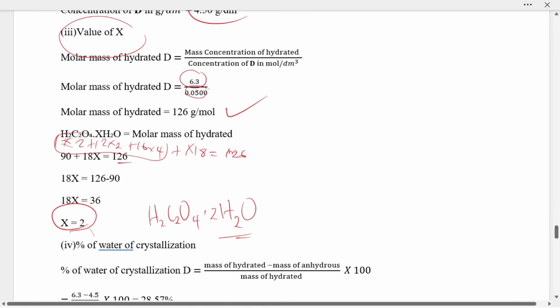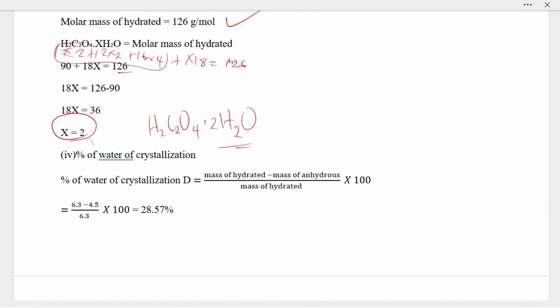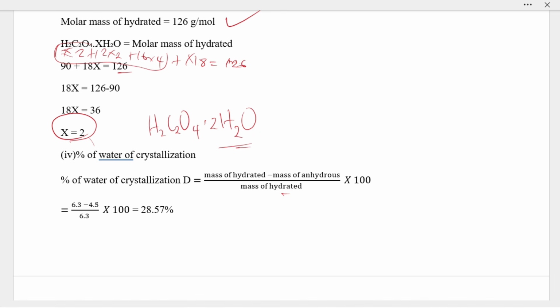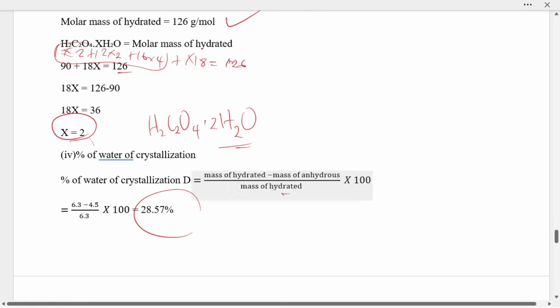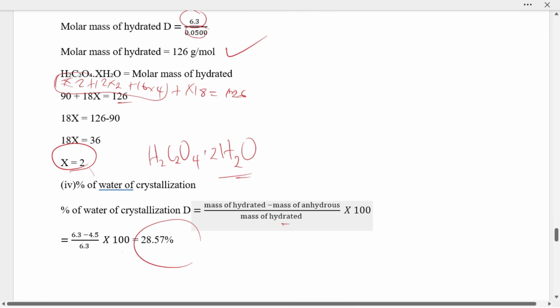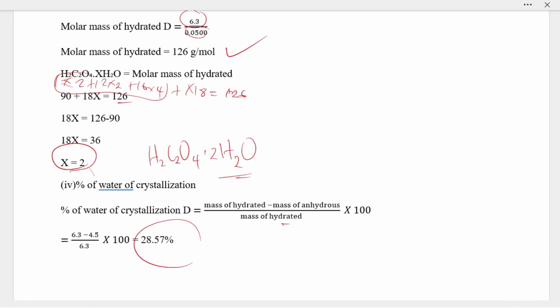What is now the percentage of water of crystallization? Of course, mass of hydrated minus mass of anhydrous over hydrated. So 6.3 minus 4.5 divided by 6.3 times 100. So the percentage of water of crystallization will give us 28.57%. I wish you good luck tomorrow. All the best in your exam.